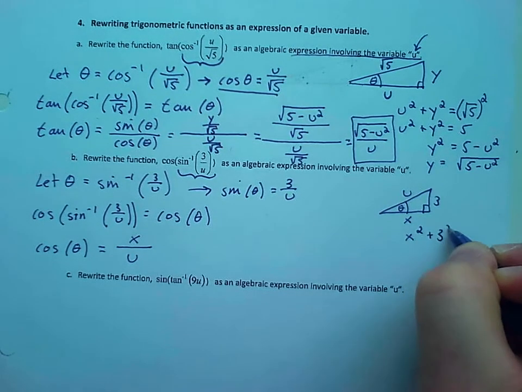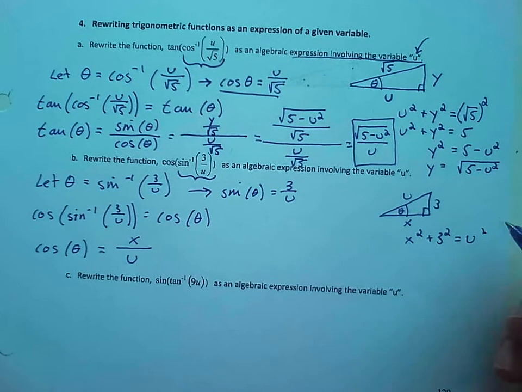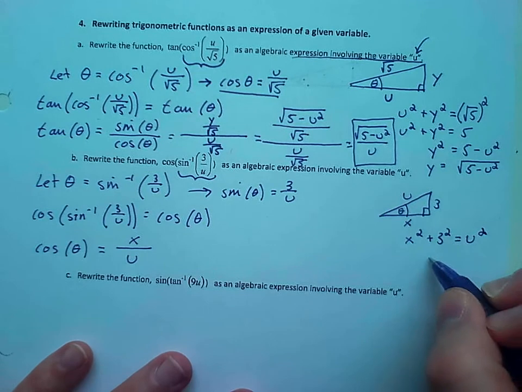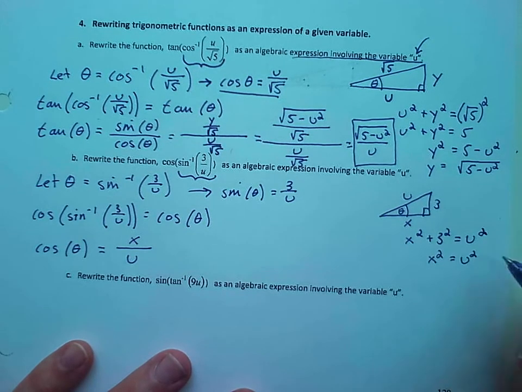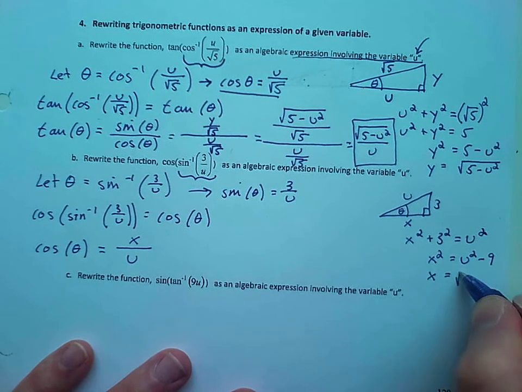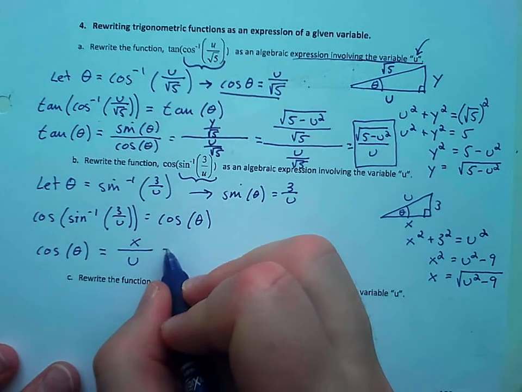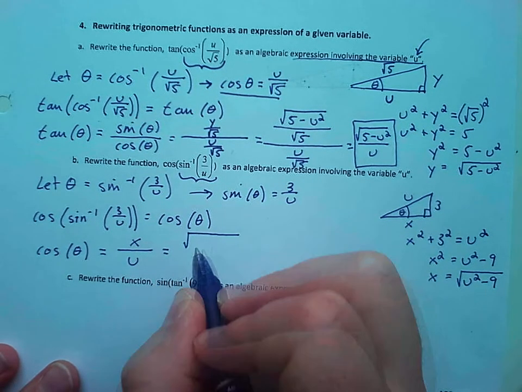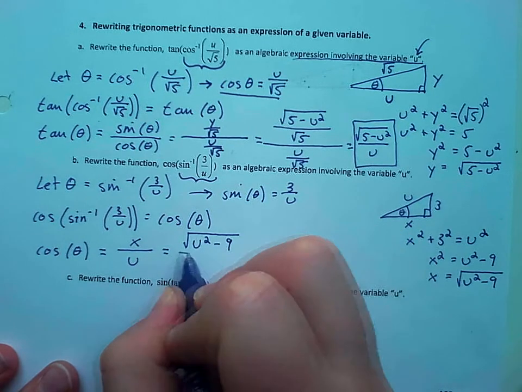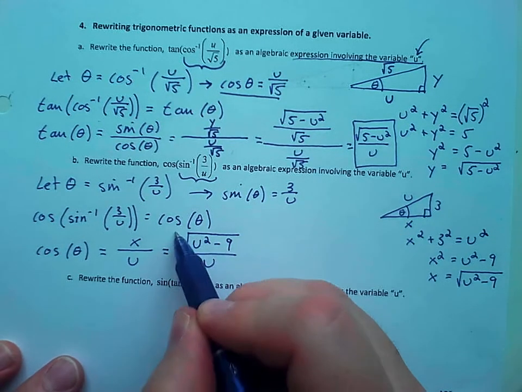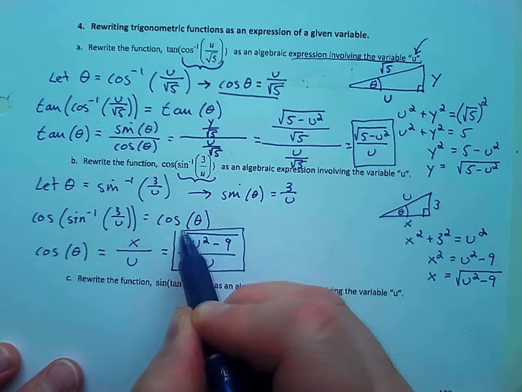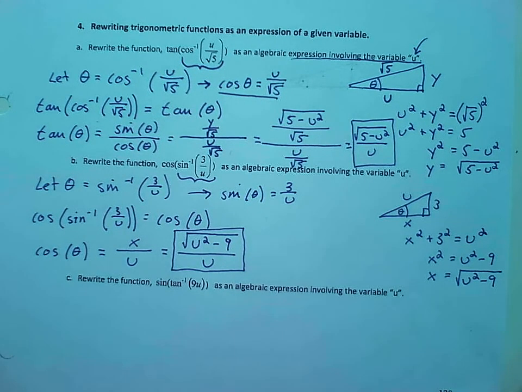So as we did before, we know that x squared plus 3 squared is equal to u squared. So therefore, we have that x squared is equal to u squared, I'm going to rewrite this as minus 9. So therefore, x is equal to the square root of u squared minus 9. I can substitute that back in over here, and I can say that this is equal to the square root of u squared minus 9 over u. And now we have an expression for this just in terms of u.